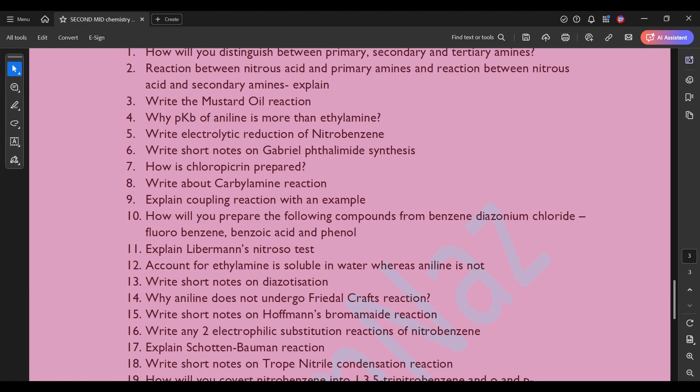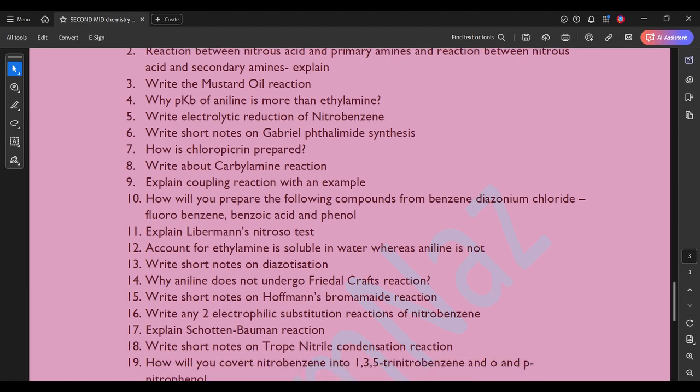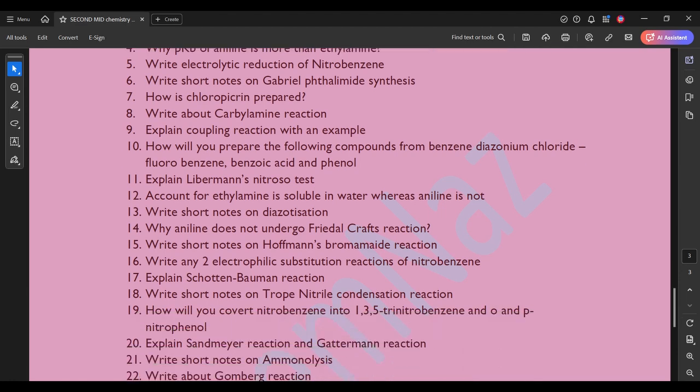Write short notes on diazotization. Why aniline does not undergo Friedel-Crafts reaction has been asked several times in several question papers. Write short notes on Hoffmann bromamide reaction. This is an amine reaction. Write any two electrophilic substitution reactions of nitrobenzene. Explain Cotton-Bowman reaction. Write short notes on Stephen nitrile condensation reaction.